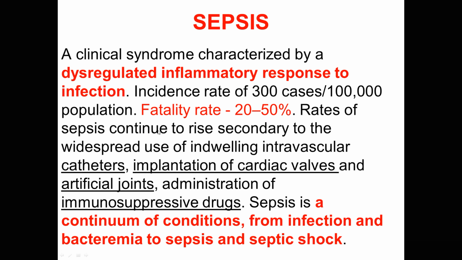The rate of sepsis continues to rise now because of the increased use of some manipulations and instruments such as catheters, especially intravascular catheters, implantation of prostheses such as cardiac valves, artificial joints, and also the administration of a lot of immune suppressive drugs. So sepsis will present as a continuum of conditions from infection and bacteremia to sepsis and septic shock. All these components may be found together in a patient.